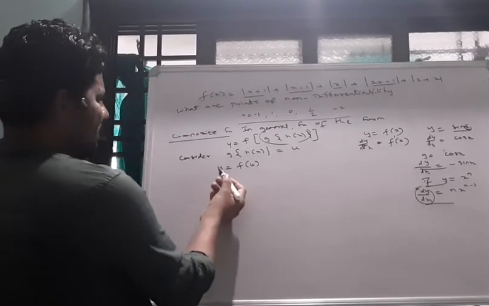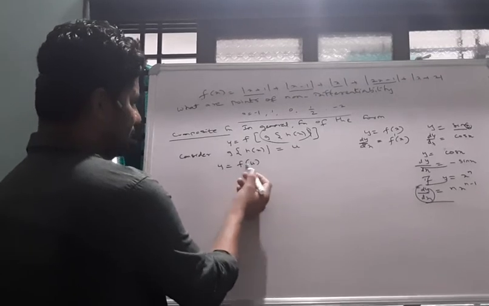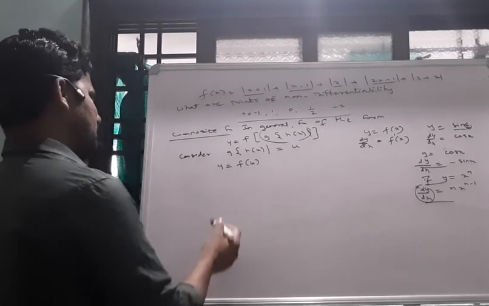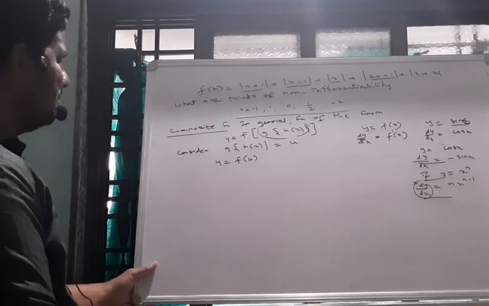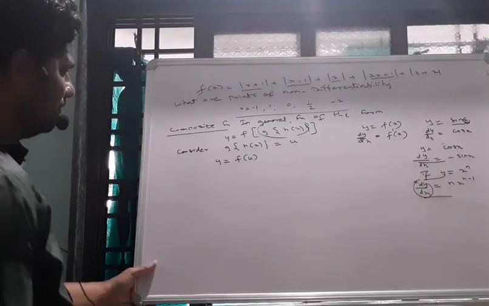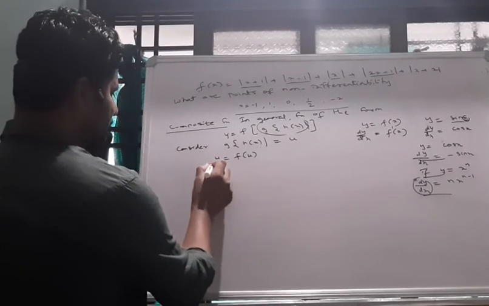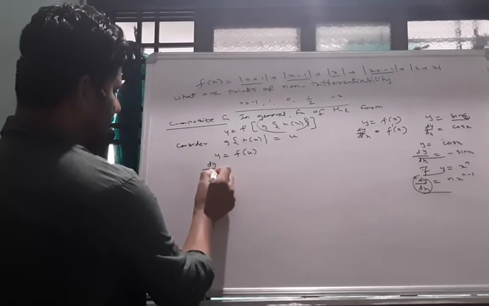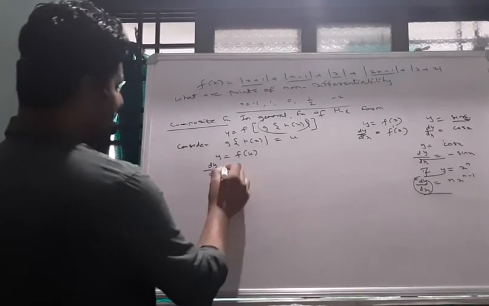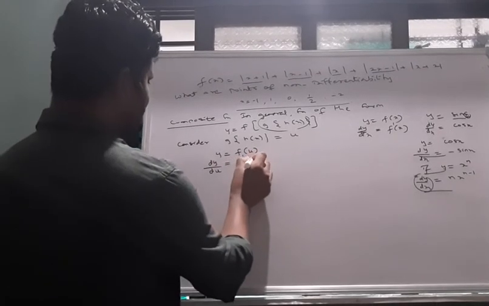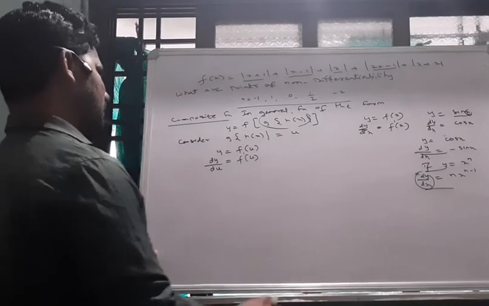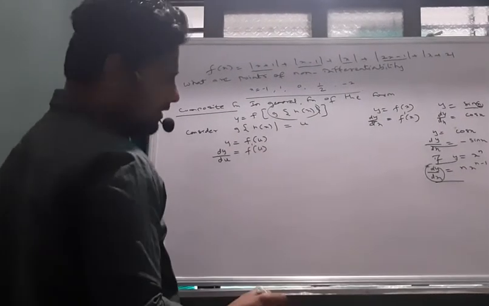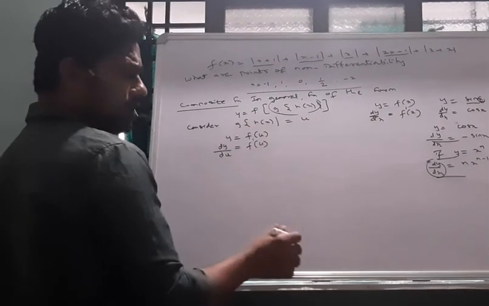Now observe that y is a function of u, so y depends on u. Here there is only one dependent variable y and one independent variable u. Therefore, we can differentiate y with respect to the independent variable u. dy by du is equal to the derivative of f, that is f dash of u. Still, u is not directly dependent on x.